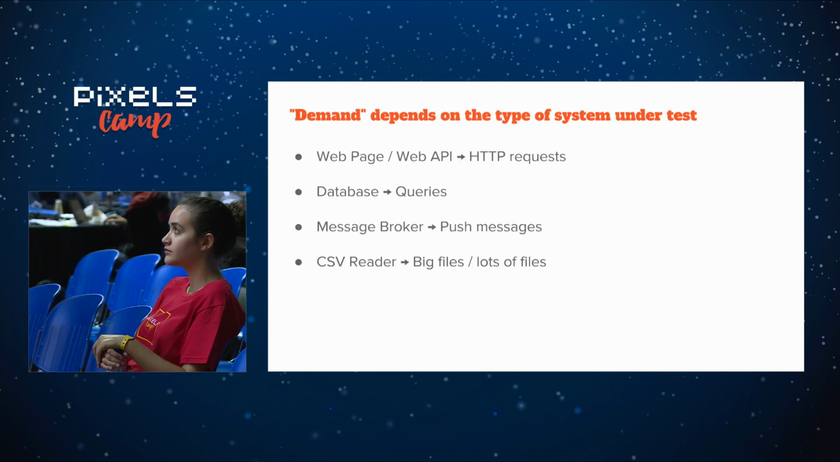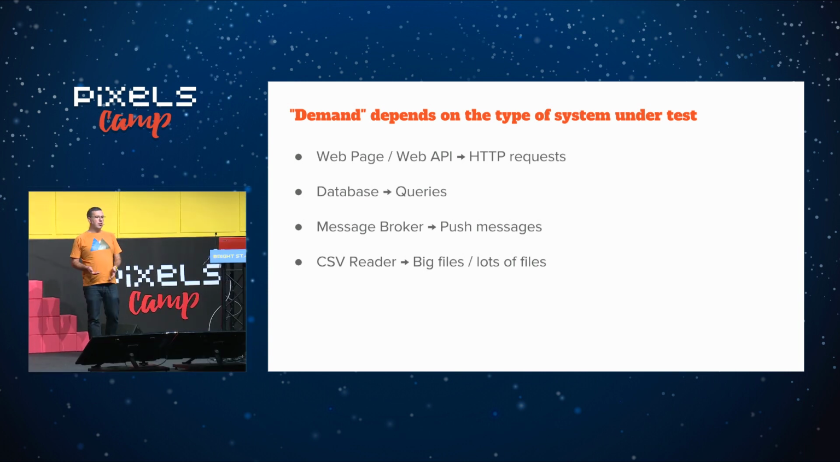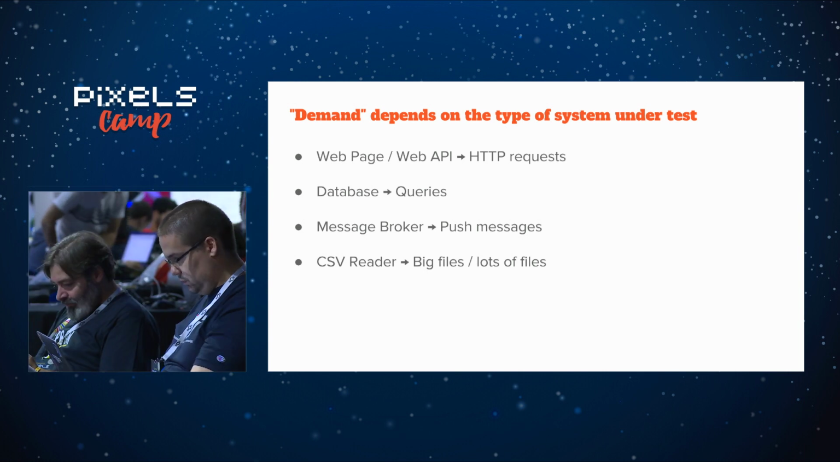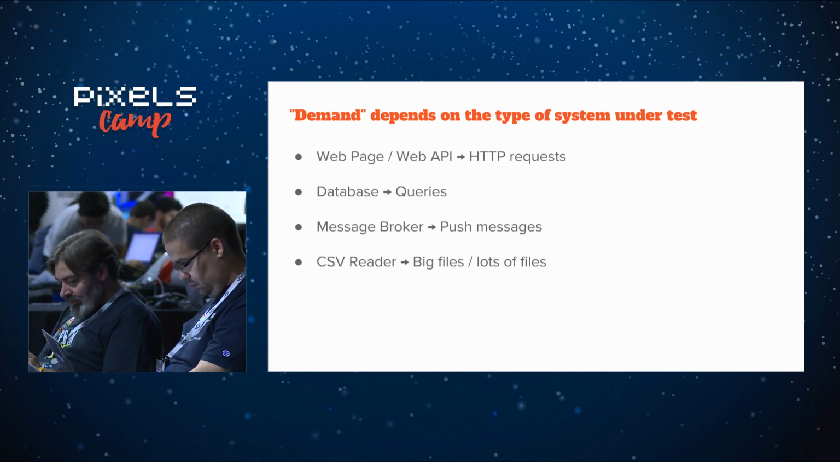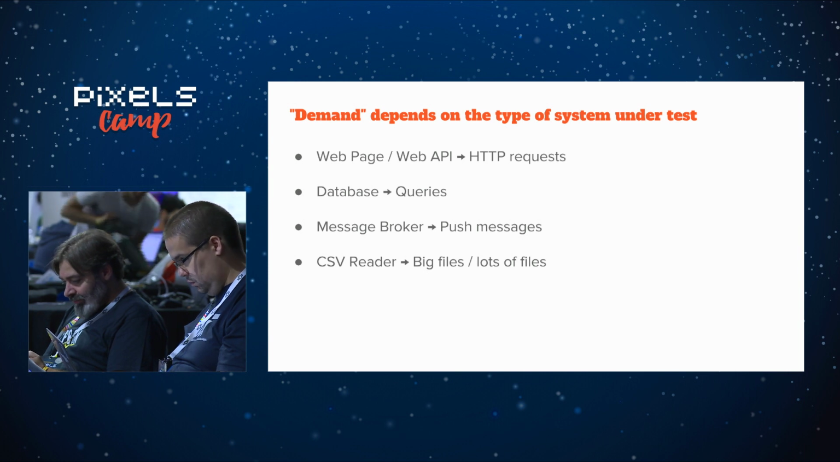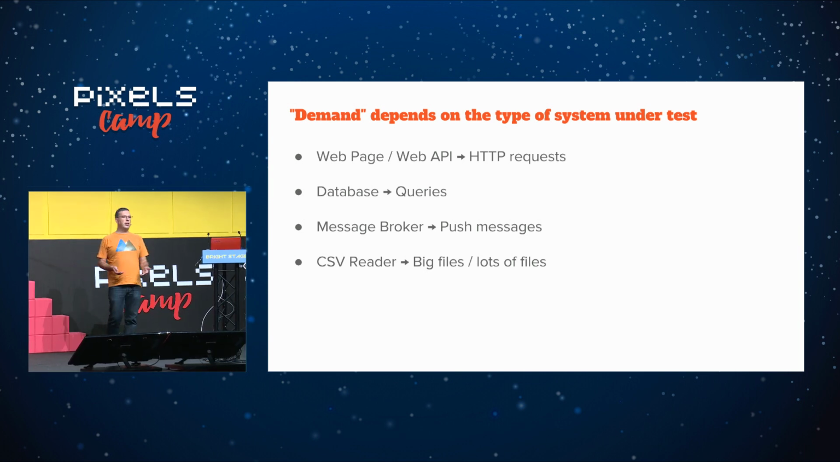But what does demand mean? And the answer is, it depends on your system. If we are looking at a web application or web API, demand means HTTP requests. If you are working on a database system, your load is queries. If you're working on a message broker, your demand is messages. And if you are, for instance, developing an application that reads CSV files or XML files, your demand could be more files or bigger files. So demand really varies on the type of application that you are developing.